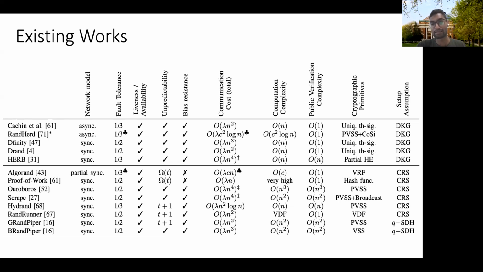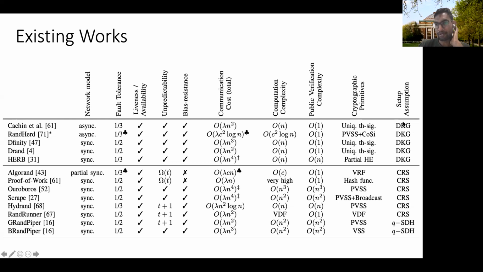That's the model of these two protocols, RandHerd and Algorand. And C is basically, after you sample the subset, what the subset size is, denoted by C here. Got it. Yep. And yeah, the last column is the setup assumption, which says what kind of initial setup do you need?